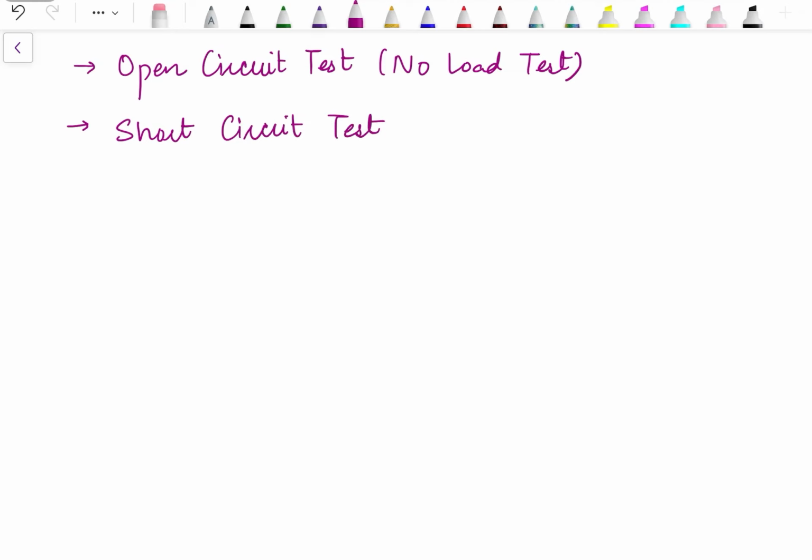Now, from the name it is clear, open circuit means there is something which is going to remain open, and in short circuit there is something which is going to be short circuit. Now, what we can keep open and what we can short circuit in the transformer, that is only possible on the secondary side, because on primary side we always need to give the supply. So in case of open circuit test, the secondary winding is kept open, while in case of short circuit test, the secondary winding is going to be short circuited. So let's discuss them one by one in detail.